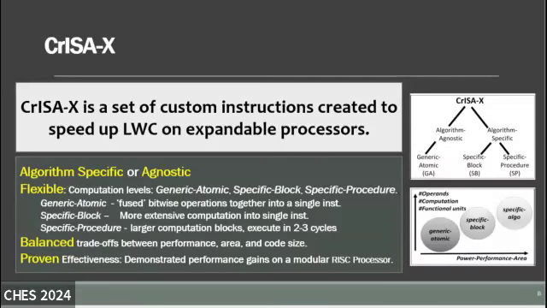Each instruction from every category is designed considering the trade-offs among performance, area, and code size. Then a new instruction is mapped to a C intrinsic and incorporated into the LWC code. This involves code optimization that uses the new instruction operation efficiently.